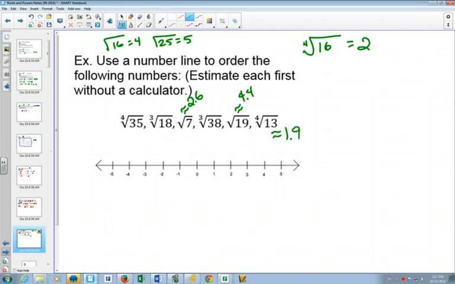Okay. You're going to do these with your calculator. We'll see how close you are after. Which one do you want to do next? 4th root of 35? Well, 4th root of 16 is 2. 4th root of what is equal to 3? No, because 3 times 3 times 3 times 3 is not 20.